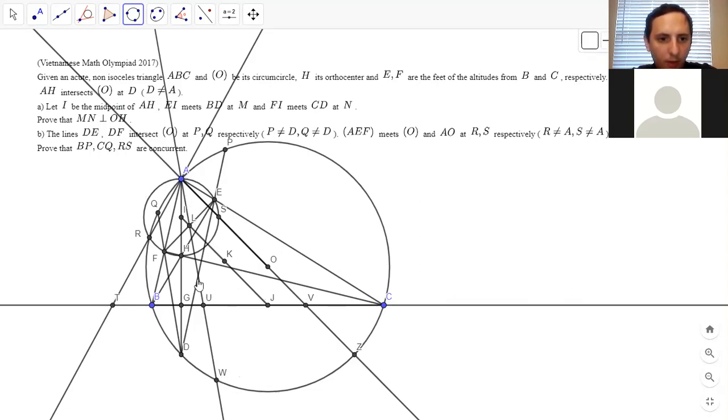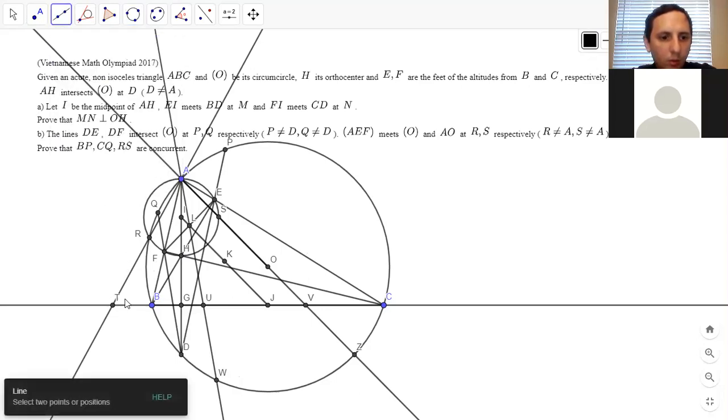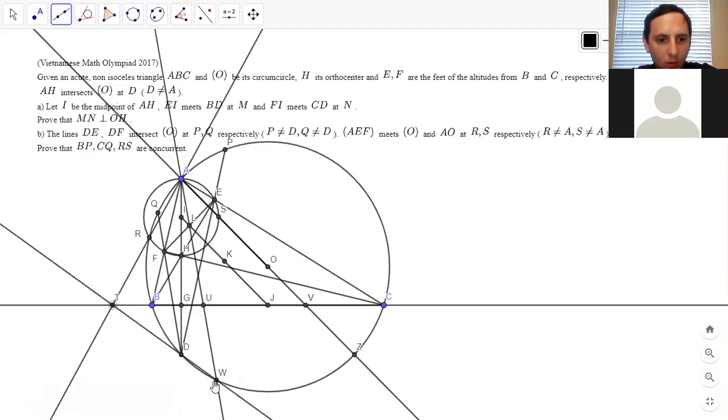Maybe we could use power of a point, AU times UV, UW. Is TW tangent? Yeah, this is through D. T, D, and W are collinear, and E, F, and T are also collinear. Really? And AL is a symmedian. Yeah, AL is a symmedian.